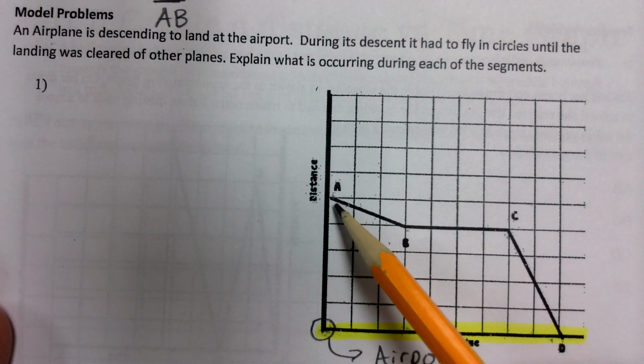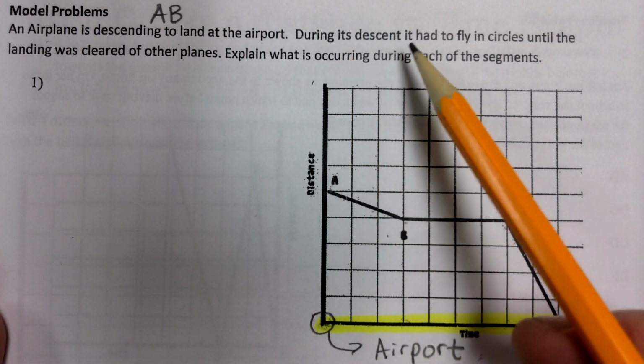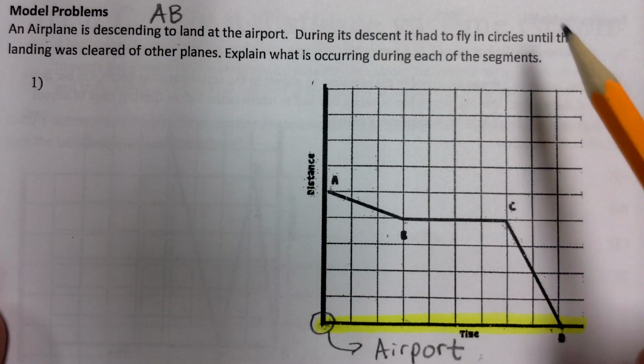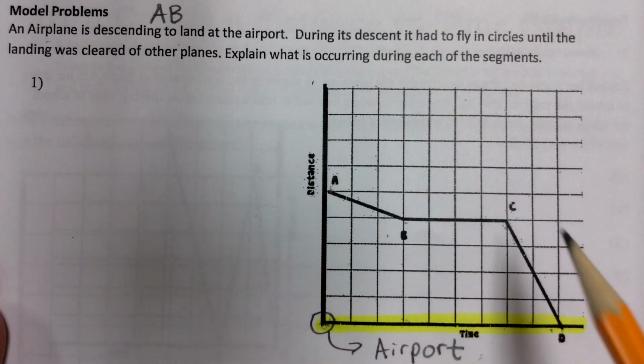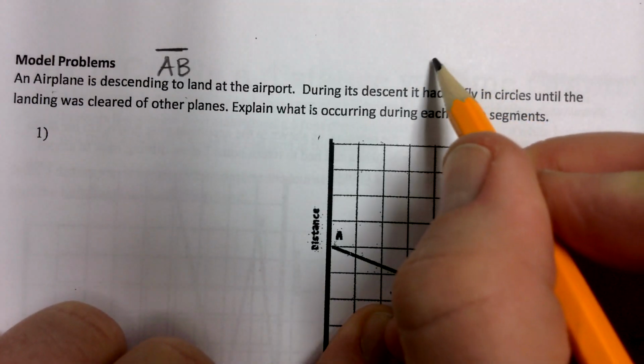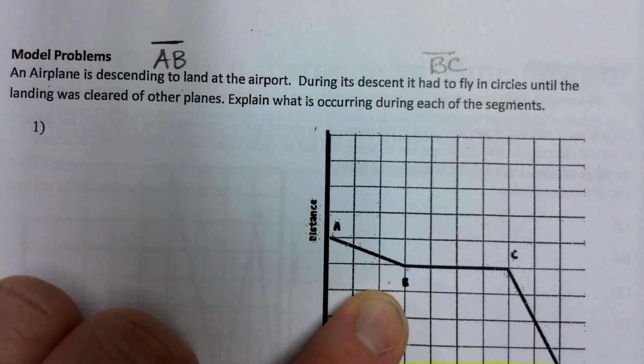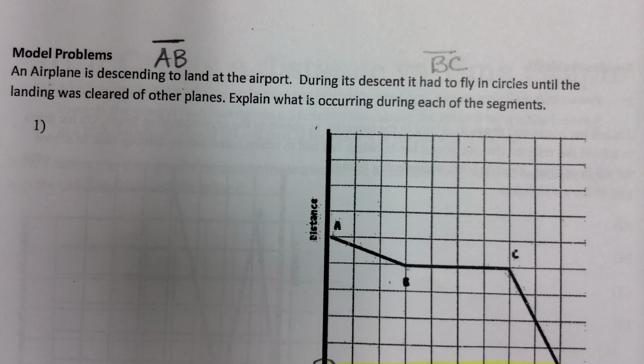So an airplane is descending or going towards the airport in line AB. During its descent, though, it had to fly in circles until landing was cleared of other planes. And that explains what's happening between B and C. So we're going to write line segment BC.